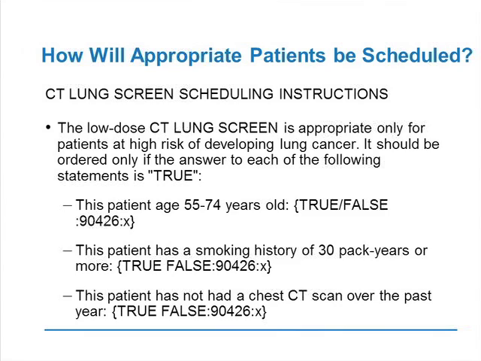When you use the order within the smart set or outside of the smart set, 3 educational questions come up asking about the patient's age, just to highlight they should be within the NLST range, asking about smoking history, and making sure that the patient hasn't already had a CAT scan in the last year. But you'll have to decide how to do that within your own program.